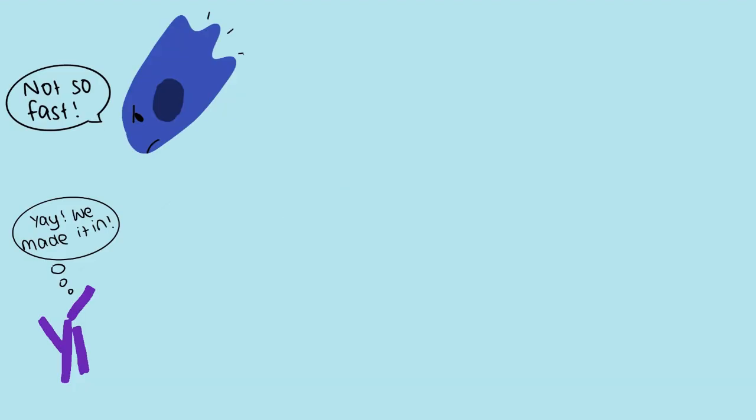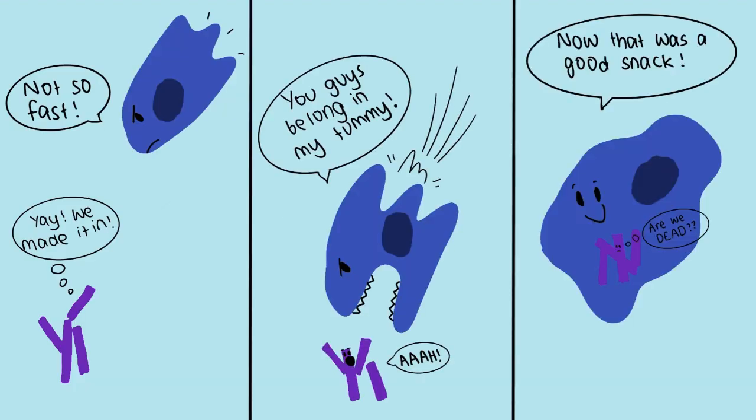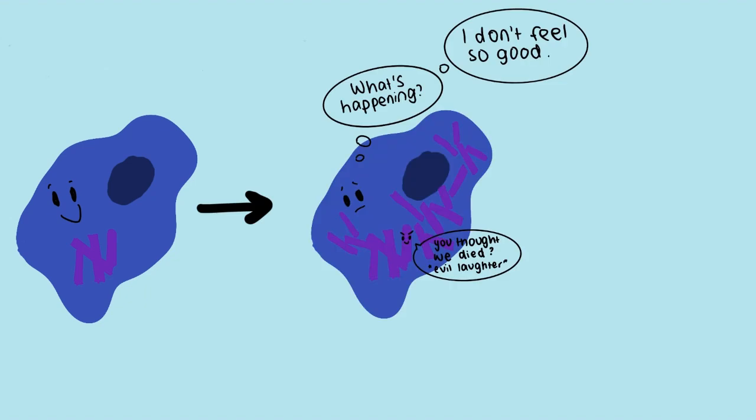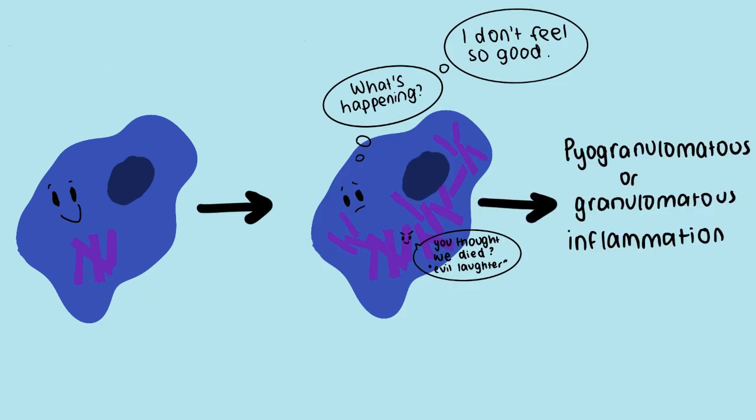Once I'm inside the host, the immune system sends macrophages to destroy me. But here's the catch. I survive and replicate within phagocytes, causing granulomatous or pyogranulomatous inflammation.